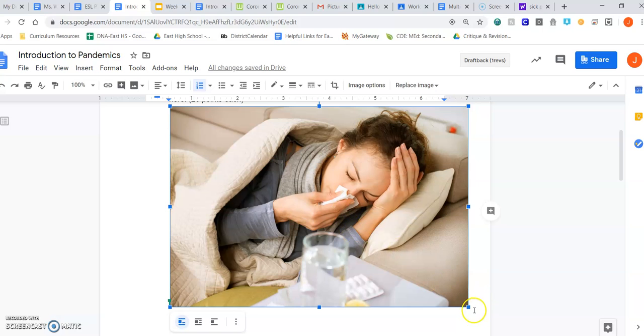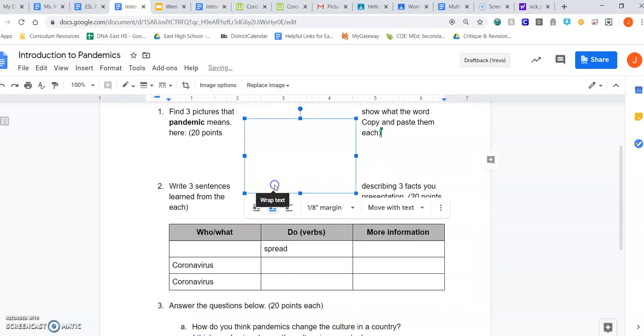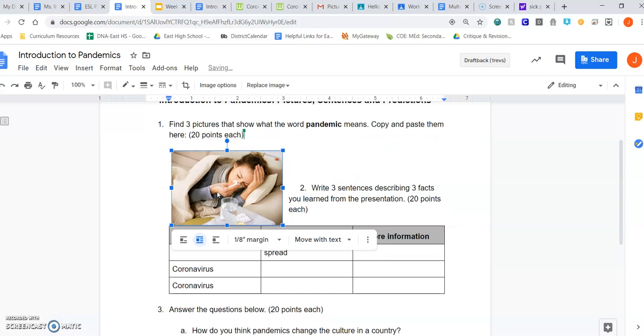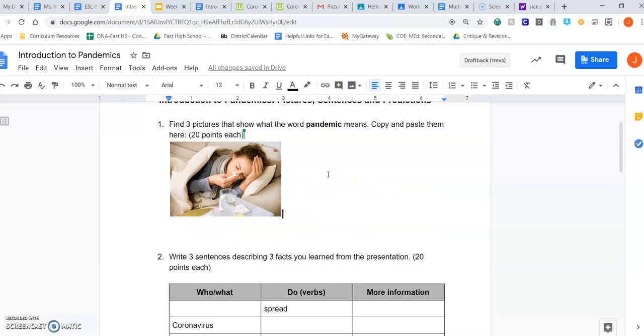You can also click on the picture, click the bottom squares to make it smaller, so that way you have more room. And if you click this wrap text button, it doesn't get in the way. Well, as much, I should say. You know what? We'll go back here. That's better. Okay. So let's do another one.